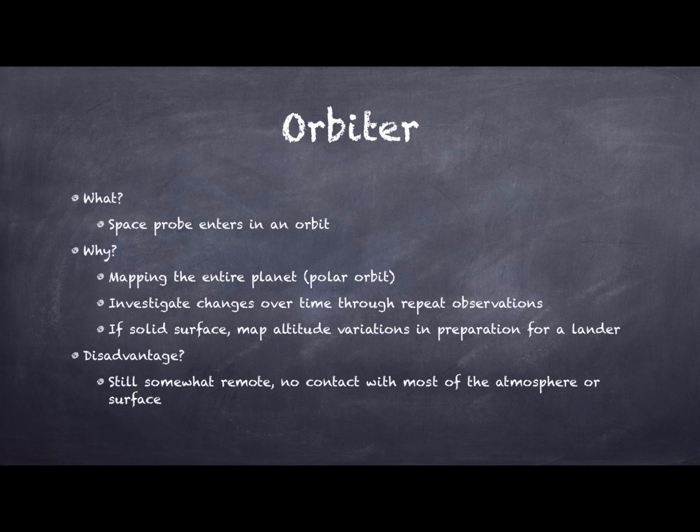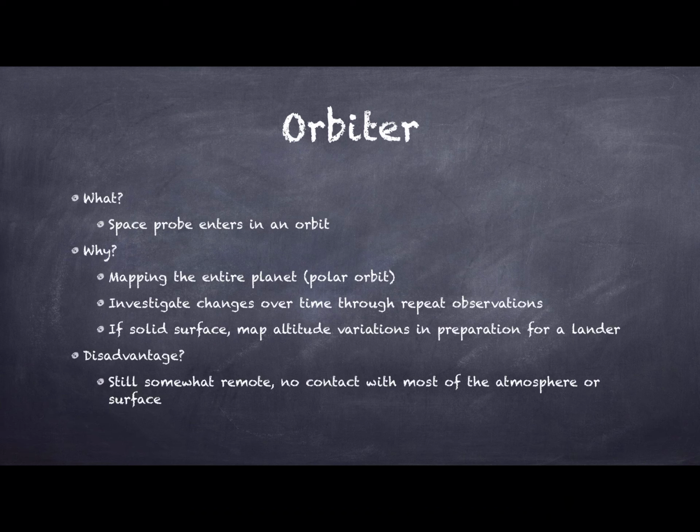Okay, next I want to talk about orbiter probes. These are, again, as the name implies, probes that are sent into orbit around some solar system body. The purpose here would be oftentimes we want to map the surface of the planet or the cloud cover of the planet, and we want to get a more comprehensive mapping of it.